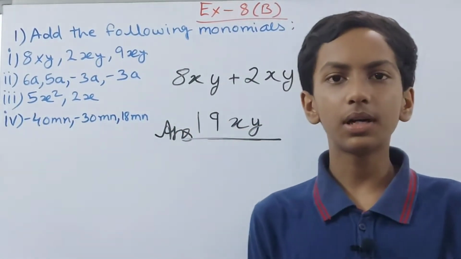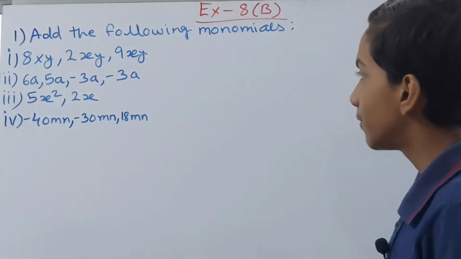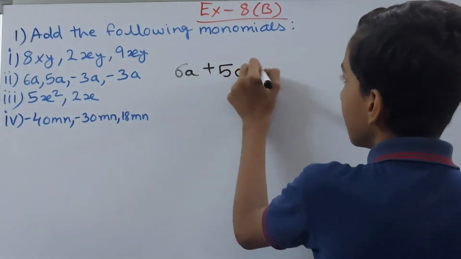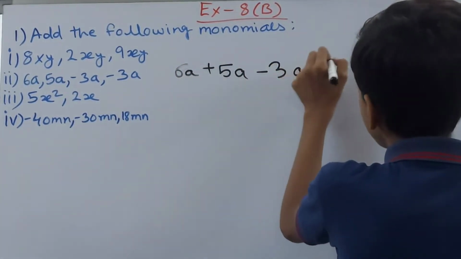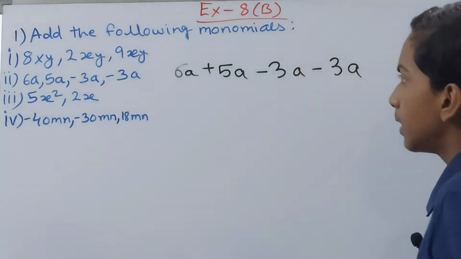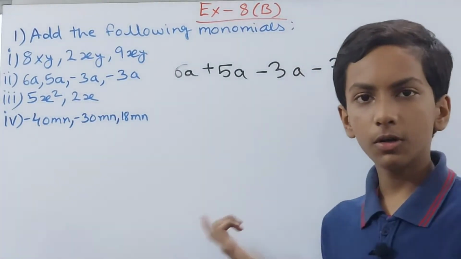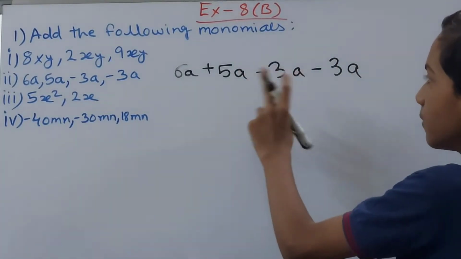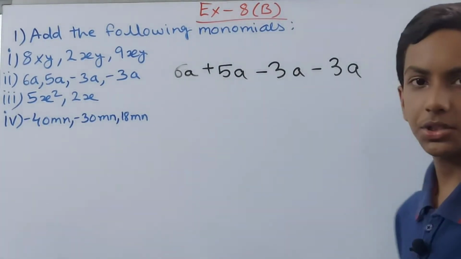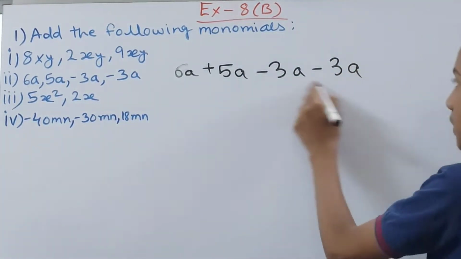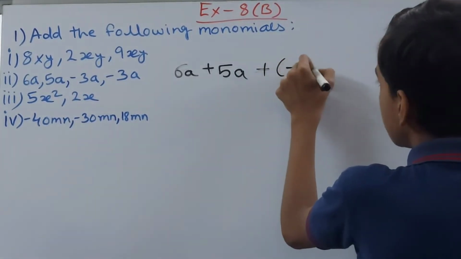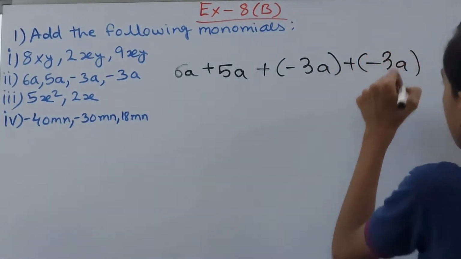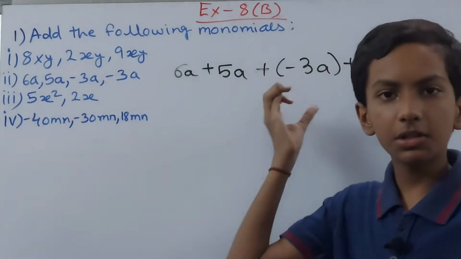Let us move on to the next part. This is 6a plus 5a minus 3a minus 3a. Now again we move on to solve all of these. First of all we have to add them, so we have to put a plus sign here and write these in brackets: plus, in brackets, minus 3a, plus, and again in brackets, minus 3a. This is the correct way to do this. Negative ones are written in brackets.